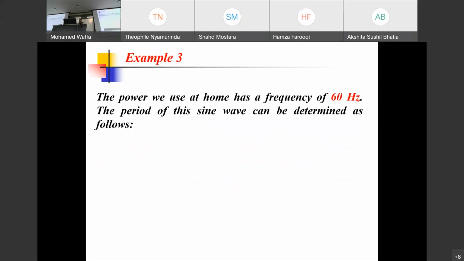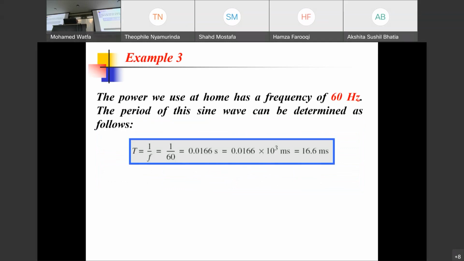Okay, so the power we use at home has a frequency of 60. What's the period? So what is this? 1 over 60. It's not rocket science. Just make sure you're comfortable with the units. So it's 1 over 60, which is 0.0166. Okay. Let's be comfortable. This is in seconds. By default, it's second. If this was hertz, if not, I have to be consistent. If this was kilo, I need to convert it, right? Just make sure you're comfortable.